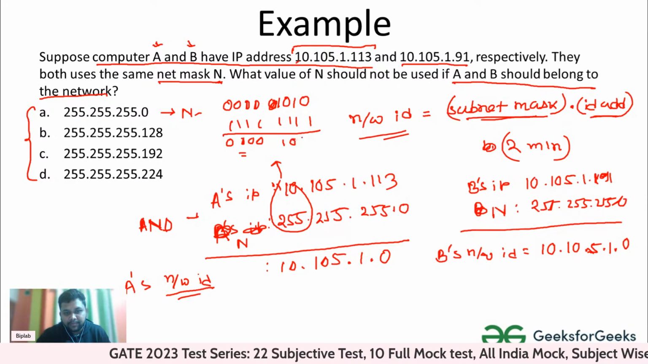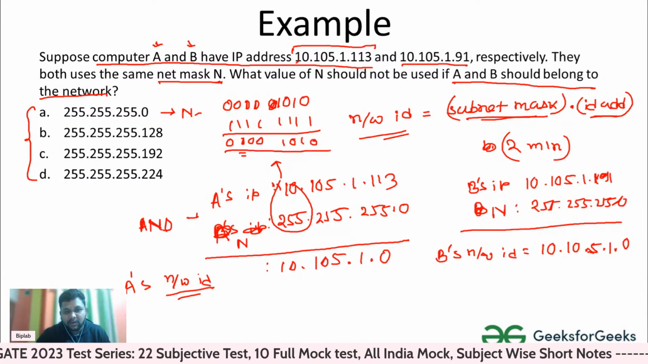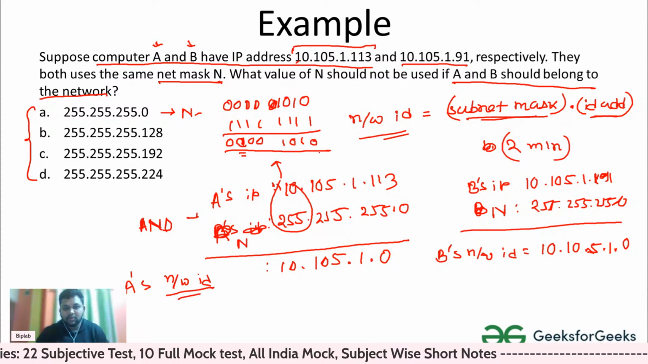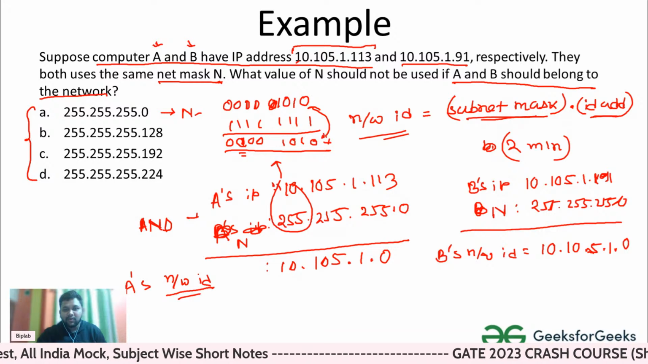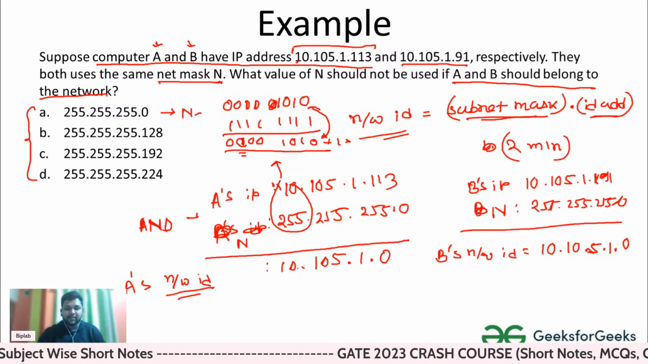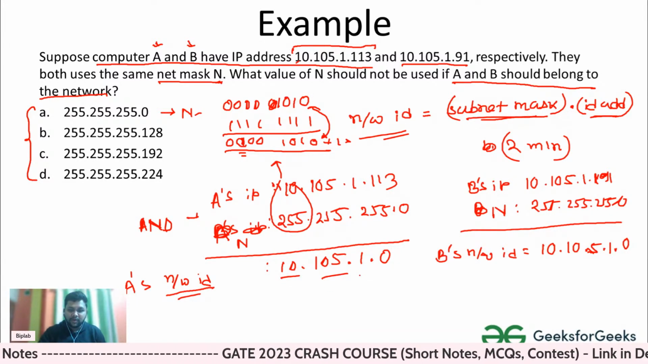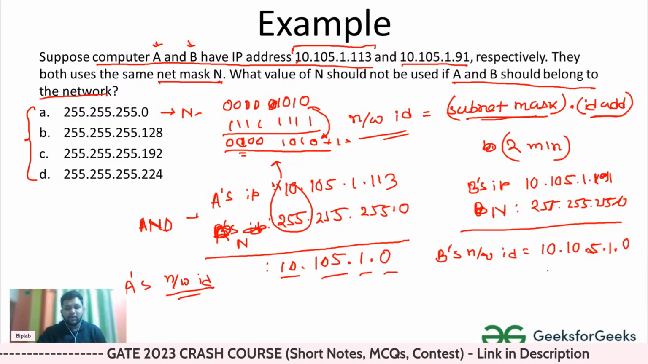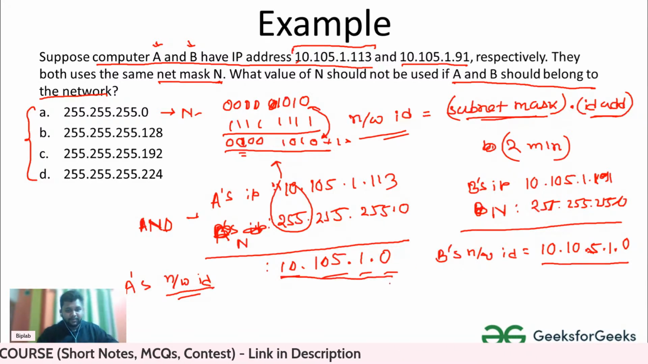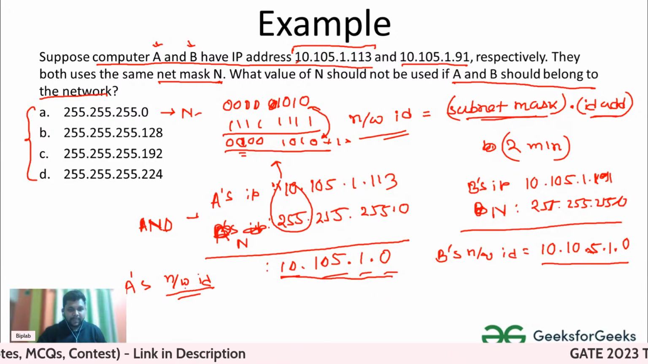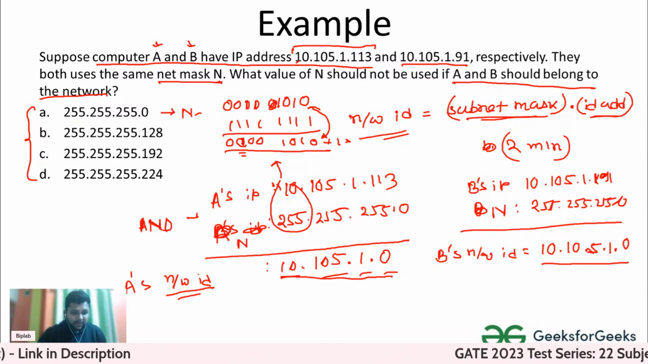Okay, fine. So what is this number? This is same as this, that's why we have written it directly. So performing AND, it will be 10, 105, 1, 0. So you can see both have the same network ID. Fine. So also let me try for option B.